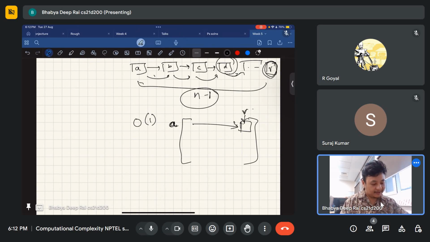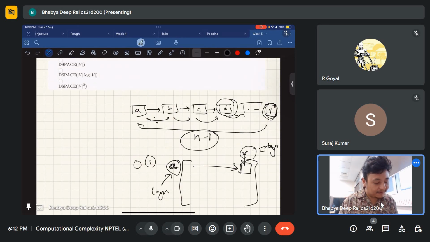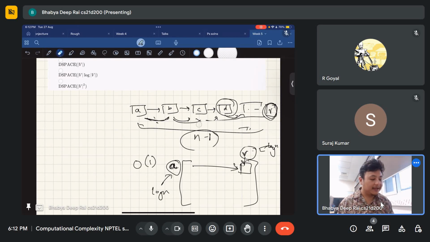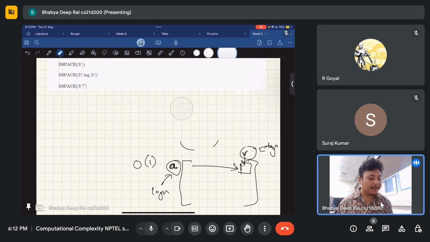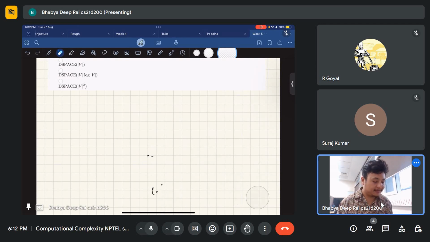So how much space do I require? Well, to index into A and V, I need log n space, and to perform this counting across the linked list, I also need log n space. So as far as space is concerned, I'll need log n space in both cases. It does not handicap me whether I use an adjacency list or not. Clear?